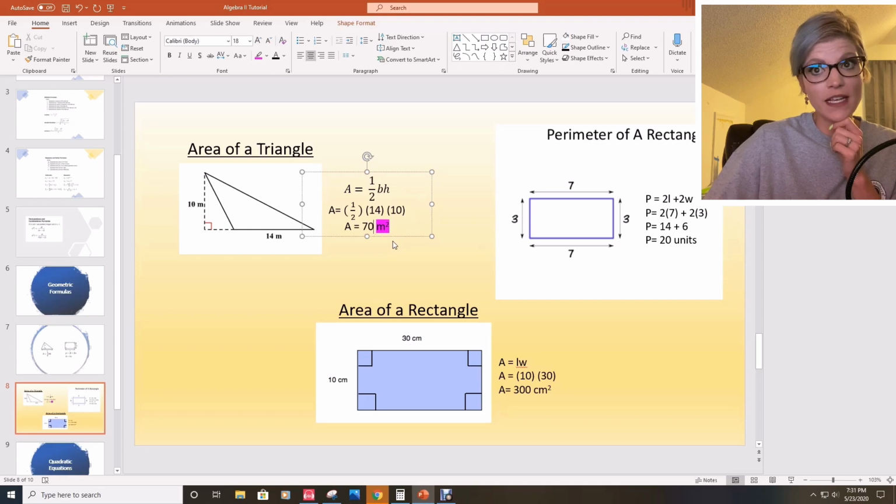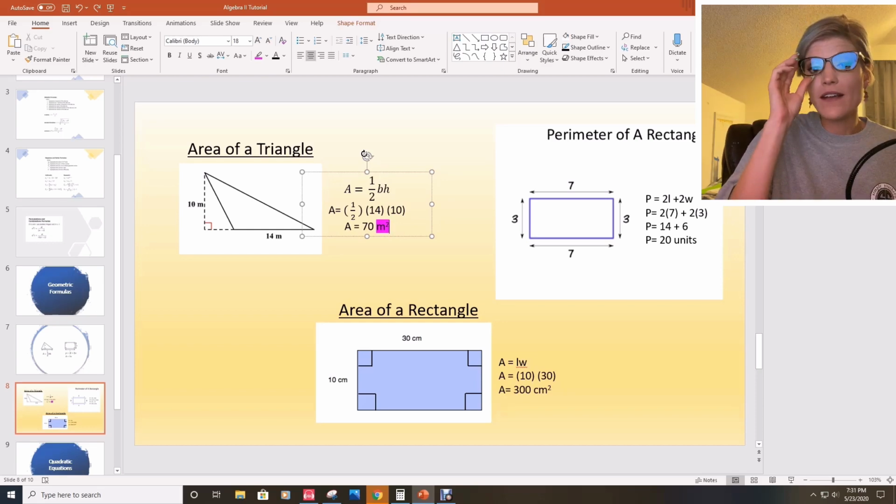Because if you left this answer as simply 70 meters, like this, it would be counted incorrect if you were handing it into your teacher or you plugged that into your answers on virtual learning, because without that squared, it is not showing an area. Area must have that squared at the end of the unit.